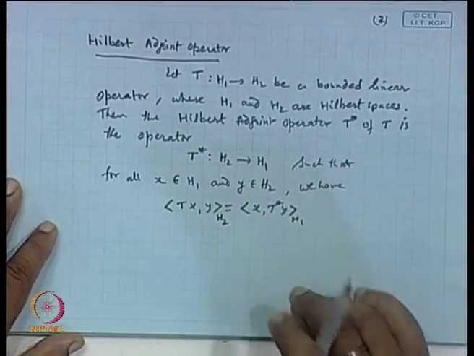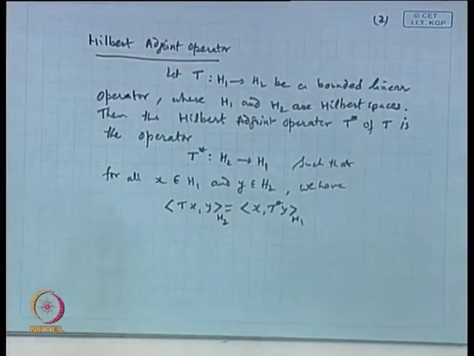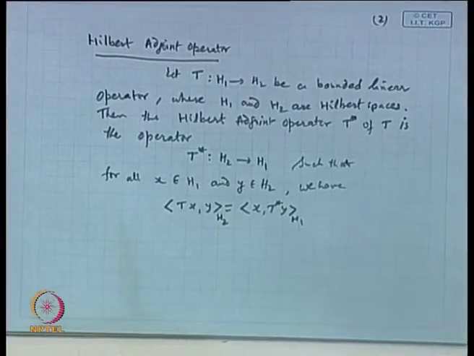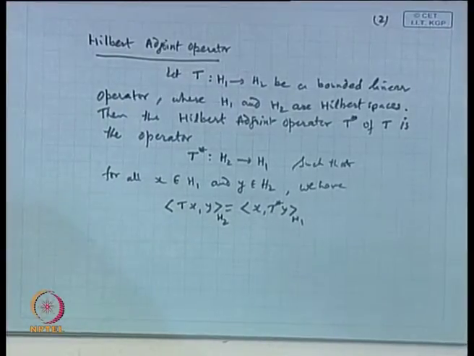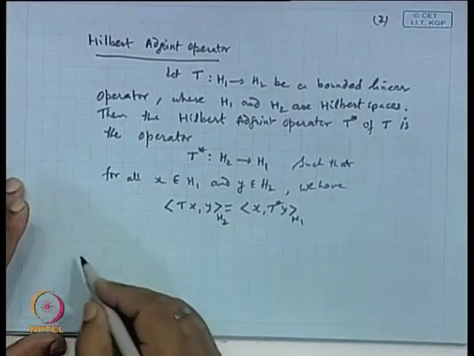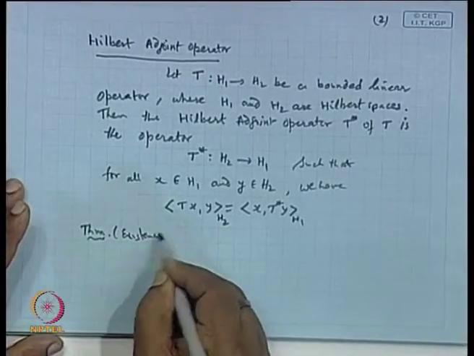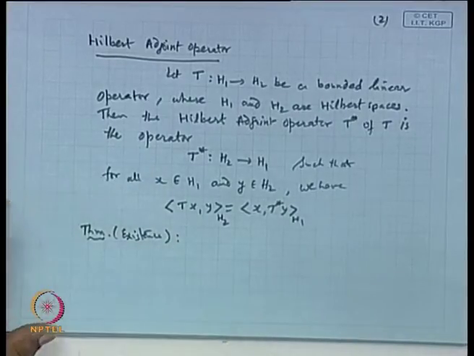Clear? Now the question is, if T is a bounded linear operator, whether this Hilbert adjoint operator T star will exist, and if it exists, whether it will be unique, and if existence and uniqueness are guaranteed, whether both will have the same norm or the norms will be different. If both have the same norm, then obviously it will be a useful thing. So we have a result which gives the guarantee for the existence of this Hilbert adjoint operator.